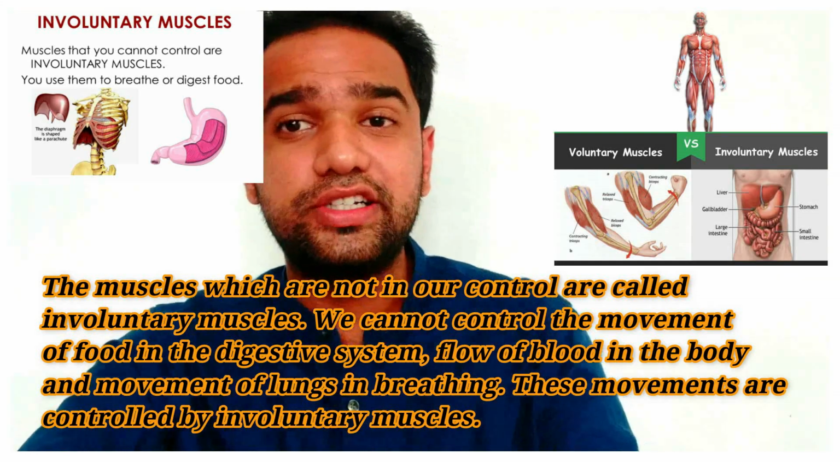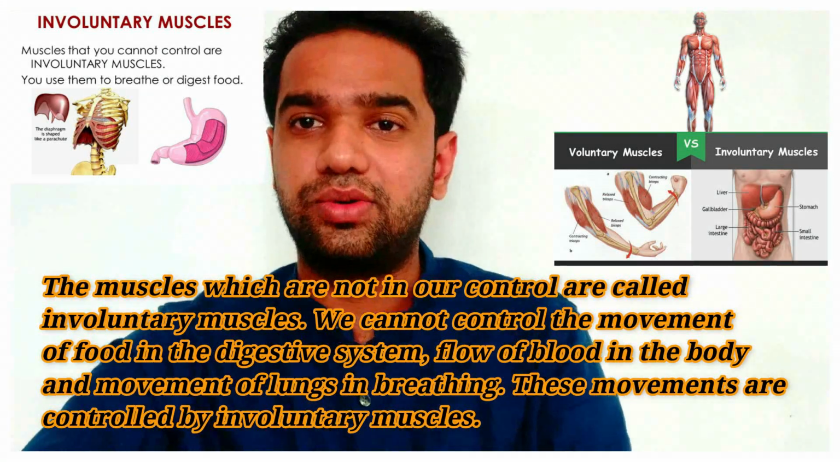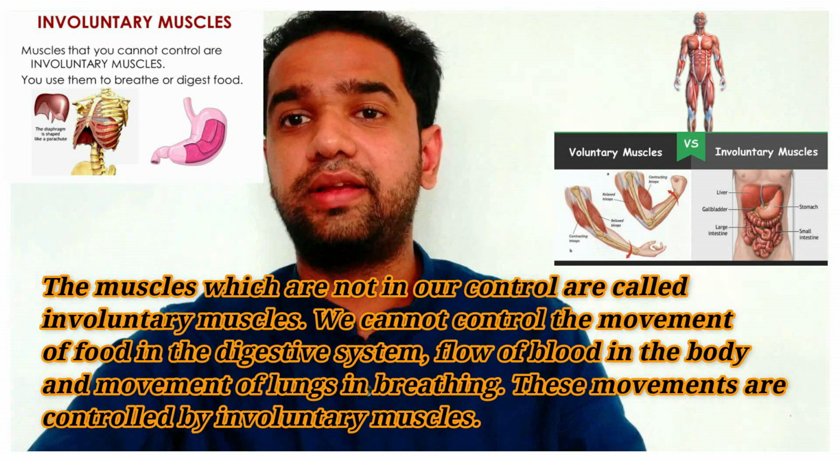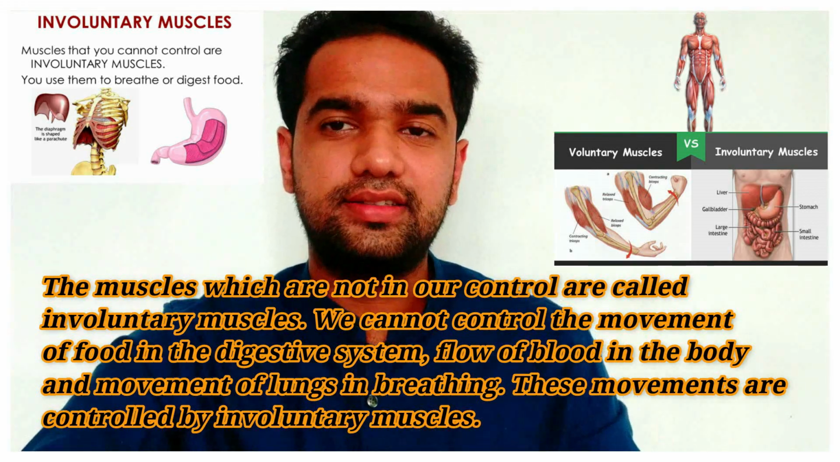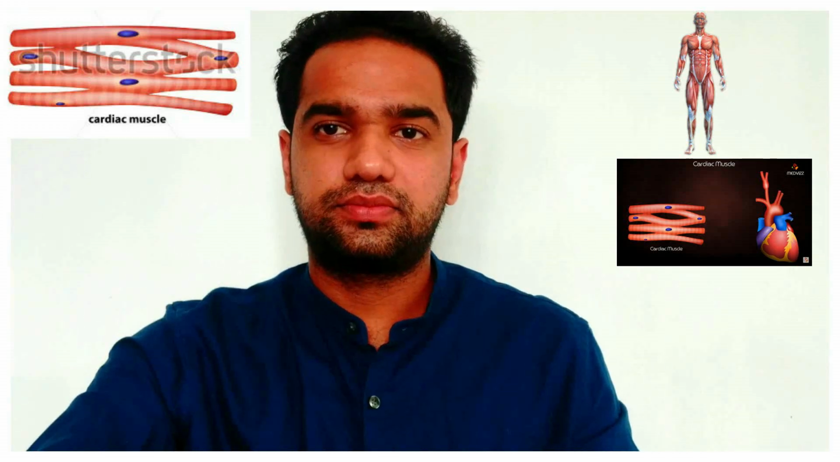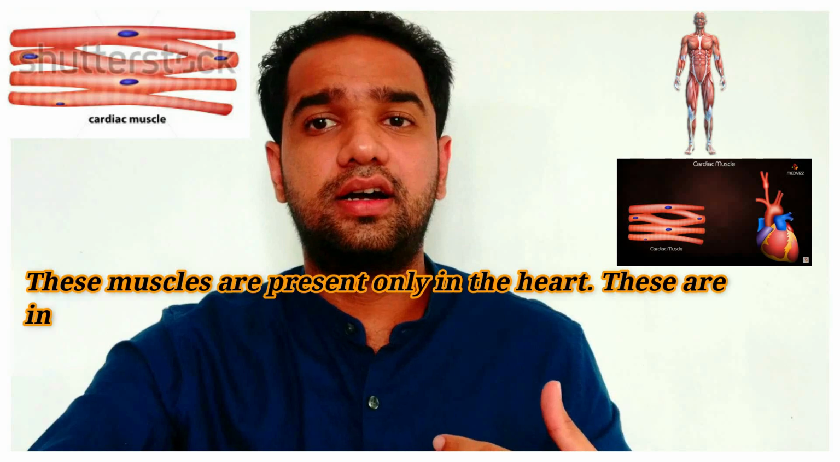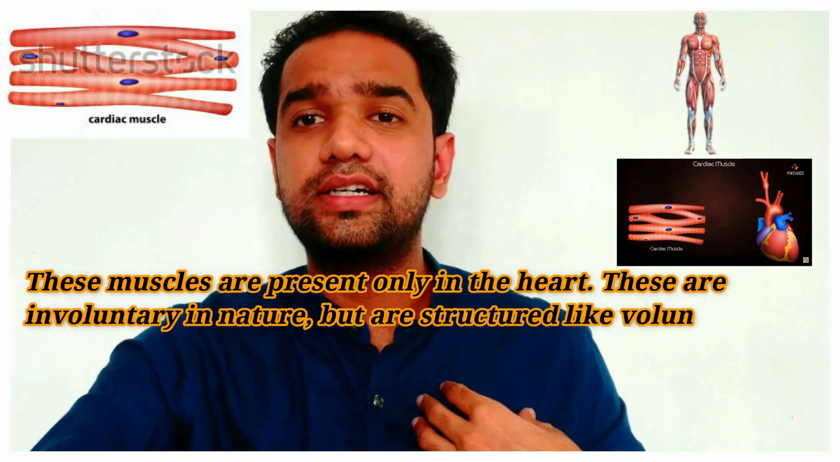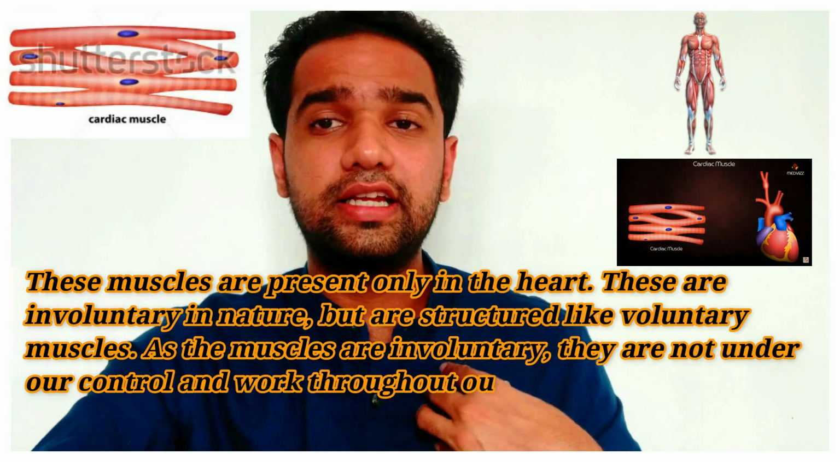So what are involuntary muscles? The muscles that are not under our control are called involuntary muscles. Clear? And the last one is cardiac muscles. From the name itself, we can understand that these muscles are found only in our heart. Clear? Where can we find them? Only in our heart.